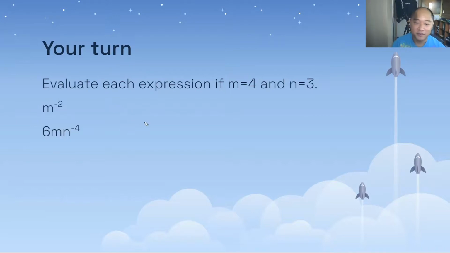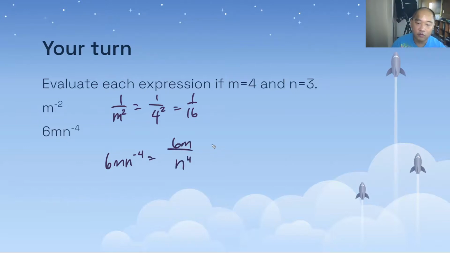Welcome back. So this is going to be 1 over m squared. M is 4, so that's 4 squared. So that's 1 over 16. Here we have 6mn to the -4. So we have 6m over n to the 4th, right? And then we have 6 times 4 over 3 to the 4th. So this is 24.